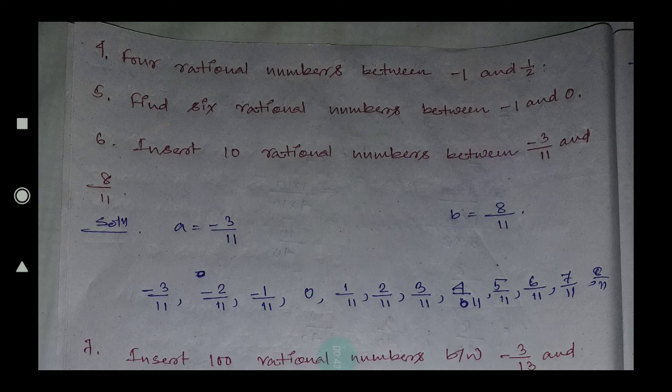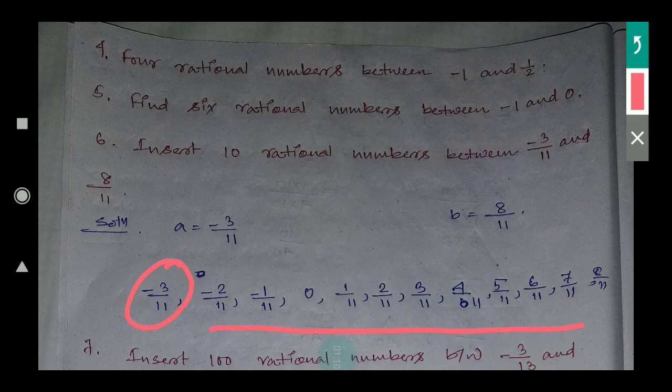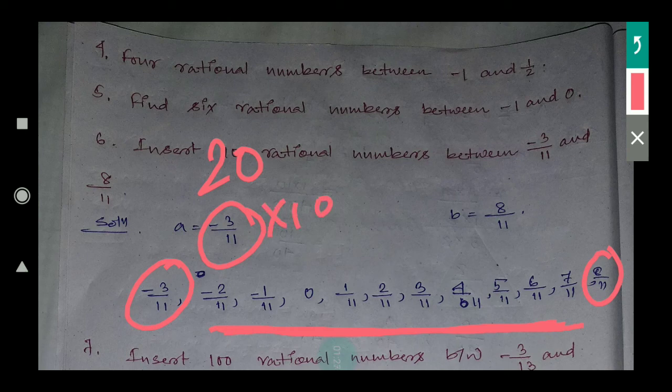Here both the bases are the same, but we need how many rational numbers? 10 rational numbers. So from -3 you count: -3, -2, -1, 0, and so on. These two are already given, and in between them 10 rational numbers are already there, that's why no need to do multiplication. If it is asked to find 20 rational numbers, then it should be multiplied by 10 or 20 according to your convenience. You have to multiply.